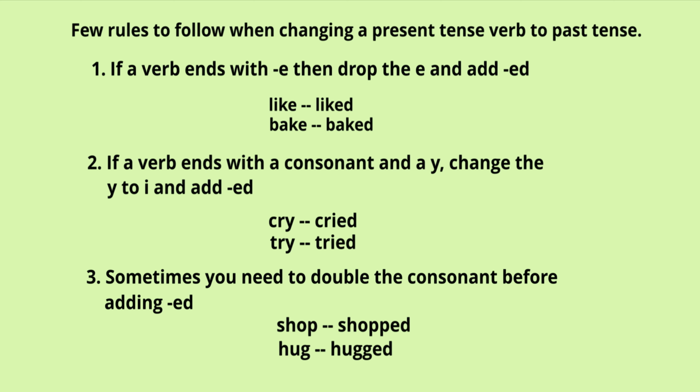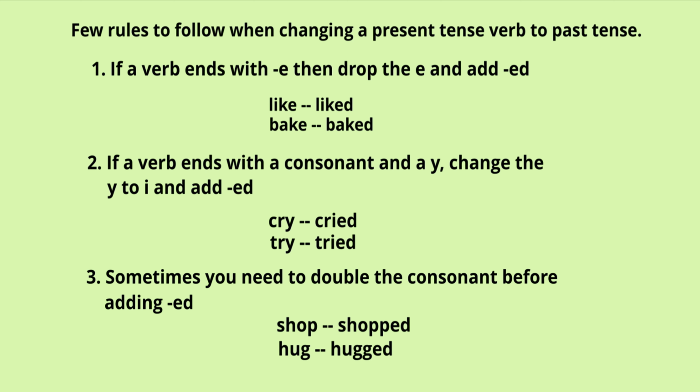There are few rules to follow when changing a present tense verb to past tense. If a verb ends with e, then drop the e and add ed. For example, like. So in like, what do you have to do? You have to take away the e because it's ending with e, and then you're adding an ed. Like became liked. Similarly, bake. Bake is also ending with e, so we're going to take away the e and add an ed. So bake became baked. She baked some cookies. That means she already baked those cookies.